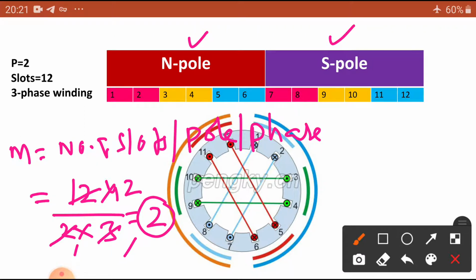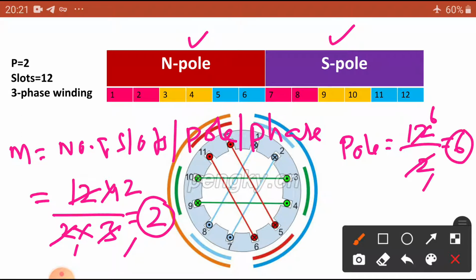So, what is the pole pitch? Pole pitch is the total number of slots divided by the number of poles. Total 12 slots by 2 poles is 6. That means under the north pole there are 6 slots, 1, 2, 3, 4, 5, 6, and under the south pole 6 slots, 1, 2, 3, 4, 5, 6. So they are equally distributed under one pole pitch.